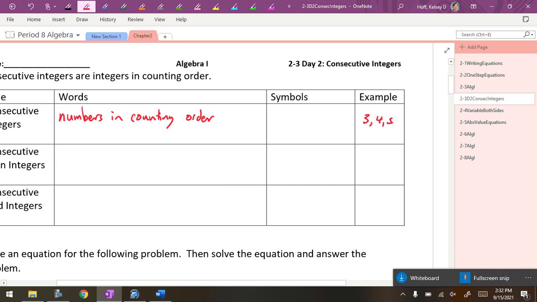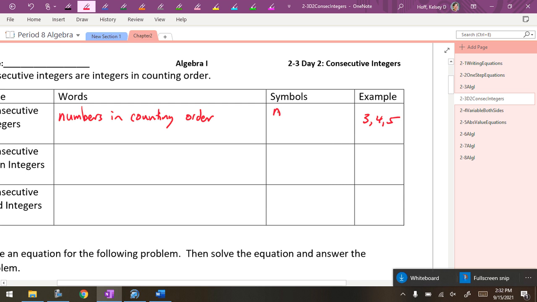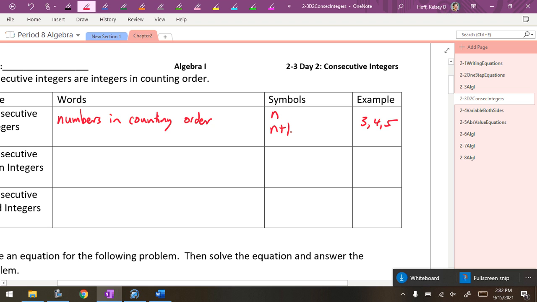3, 4, 5 are consecutive integers. 3 numbers right in a row, whole numbers. If I was going to represent this by symbols, I always start with n. Always. So really, n is like a number 3 for us. How could I represent 4 based off of n? No. 3 is n. How can I represent 4 based off of n? N plus 1. Right? If we take 3 and we add 1, I'll be at 4.